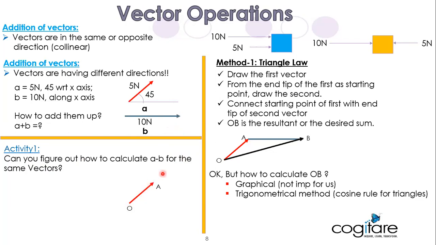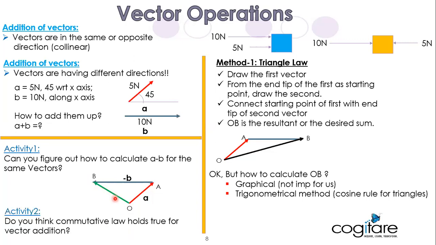We go ahead and model OA as before. And for modeling minus B, it is just that we take the same 10 newtons, but in the opposite direction. Here we had taken it along plus x. Here we take it along minus x. The remaining thing is the same. We need to complete the third side of the triangle and find out what this length is, OB. And we are done.